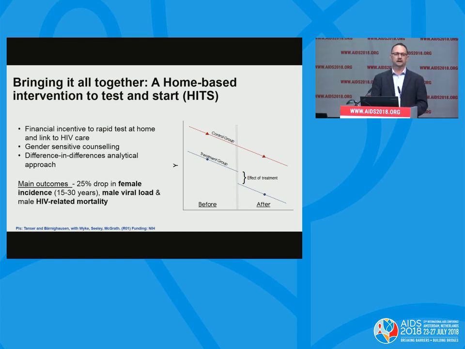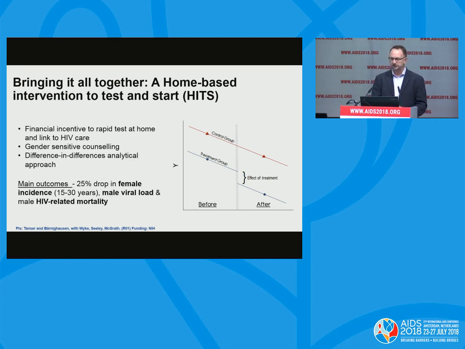So this is a cluster RCT with a baseline adjustment for factors going backwards, and I'll speak about that now. But it's essentially a three-pronged approach. Firstly, it's a financial incentive to rapid test at home. There's an ability to earn a second financial incentive by linking to care. It's accompanied with some gender-sensitive counseling as well.